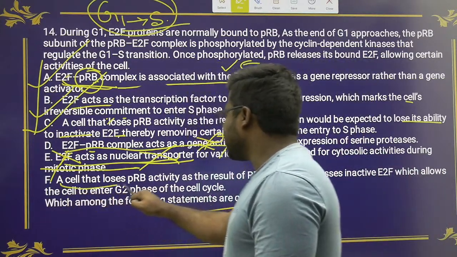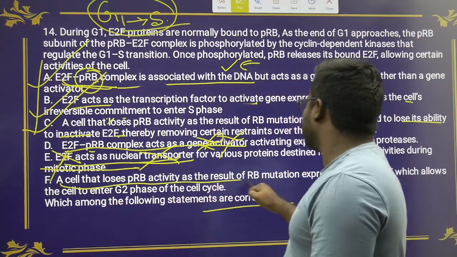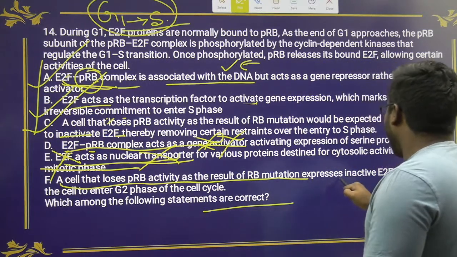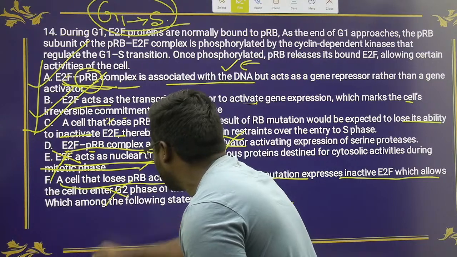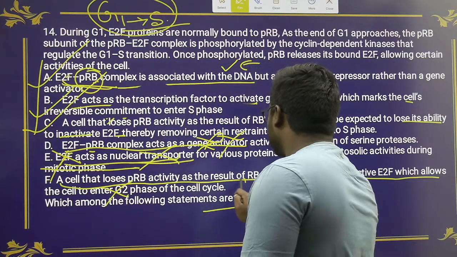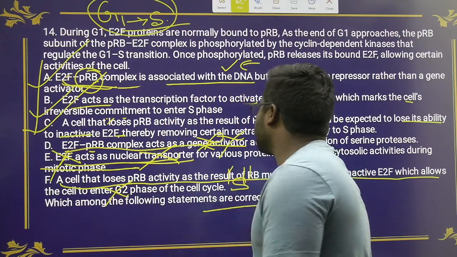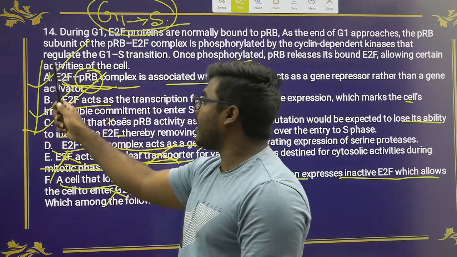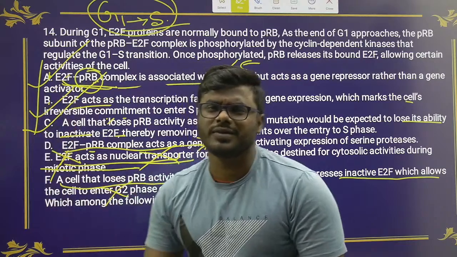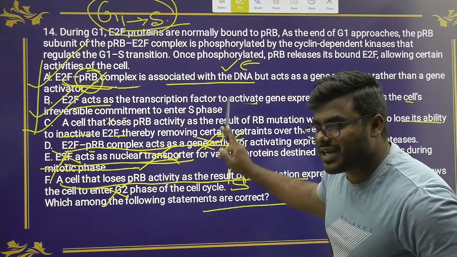Option F, a cell that loses pRB activity as the result of RB mutation expresses inactive E2F, which allows the cell to enter into the G2 phase. No, right? It will allow the cell to enter into S phase. Hence, friends, the correct statements are option A, option B, option C. Simple. Hope everyone understands without confusion.